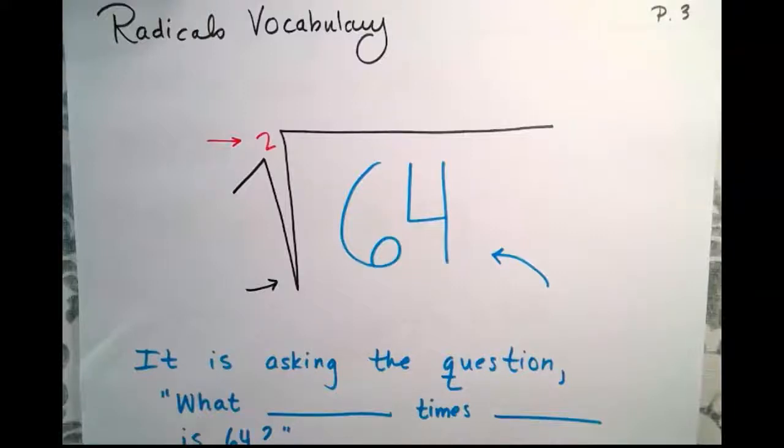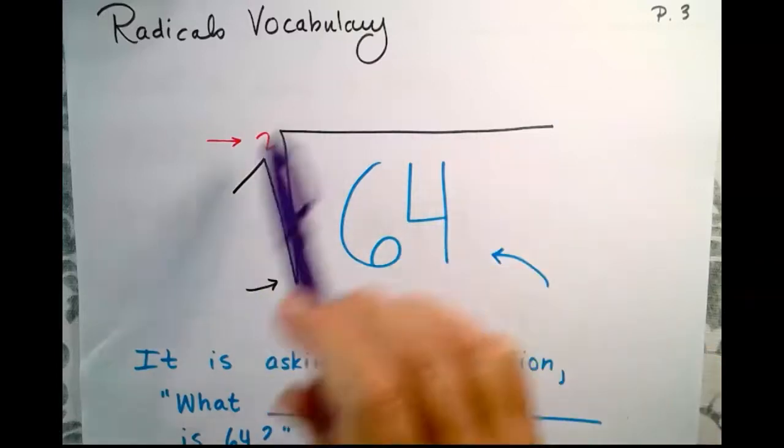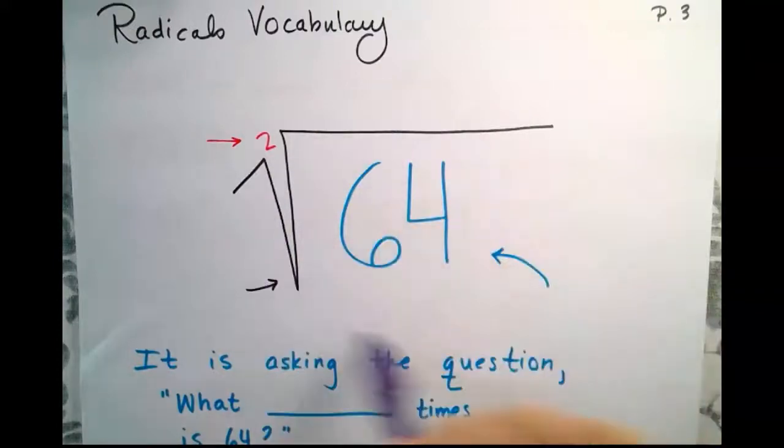Here's section P3, and in section P3 we'll be talking about radicals and rational exponents. The first thing we have to have a firm grip on are the vocabulary words that we'll be using. So this entire problem is a radical, and here are the different parts.